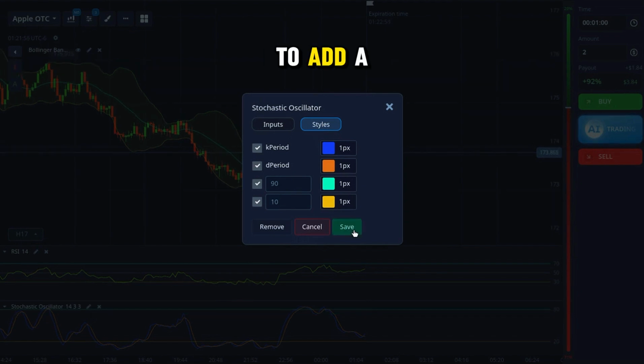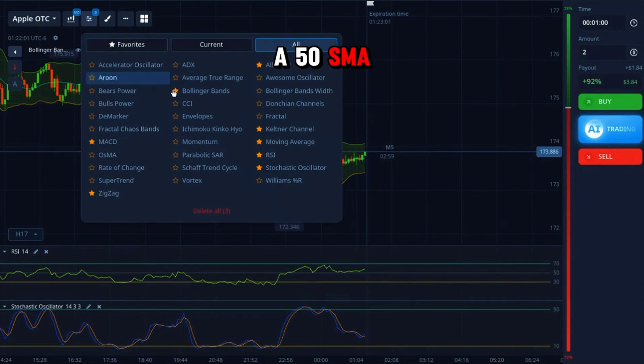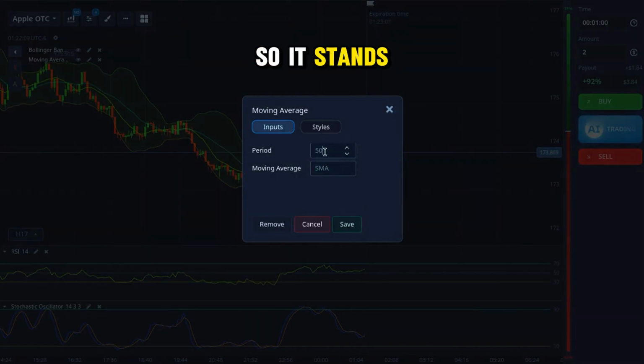I also like to add a moving average to help me find the trend. I go with the 50 SMA. I like to make it white and a little bolder so it stands out.